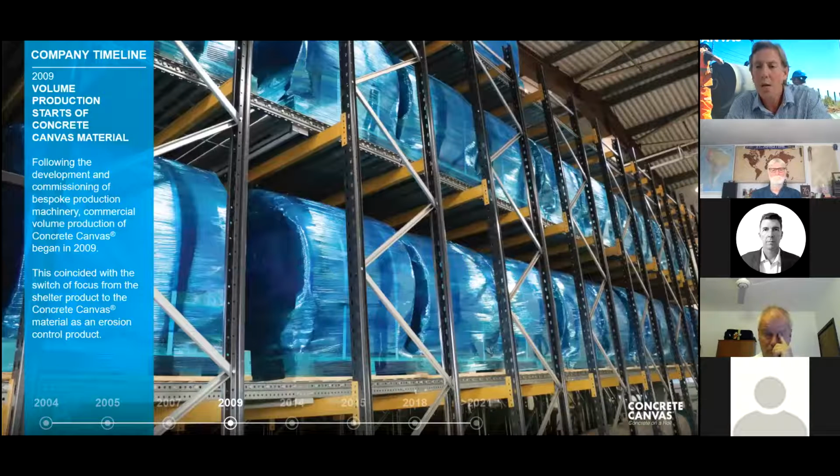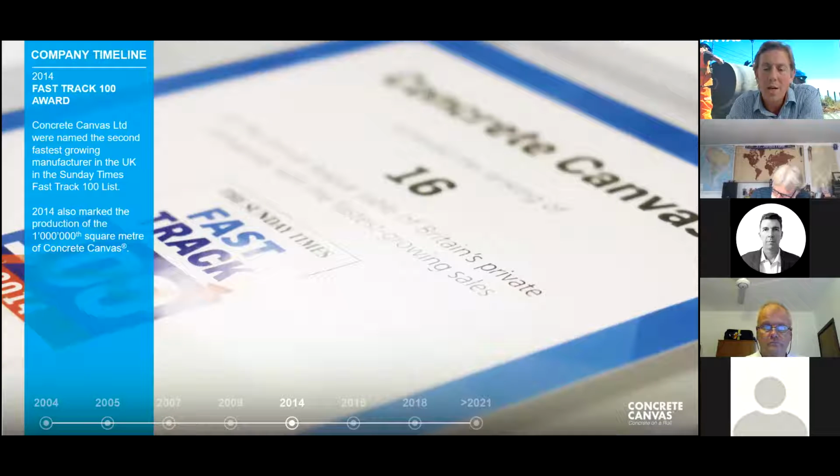By 2009, then we started commercial production in large scale, and were able to start introducing the material for a wide range of civil infrastructure applications. And the reception, it's traditionally a very conservative market, selling into infrastructure and into the engineering and construction sector, but it was very warmly received, and by 2014 we were actually the second fastest growing manufacturing business in the UK, named in the Sunday Times Fast Track 100.